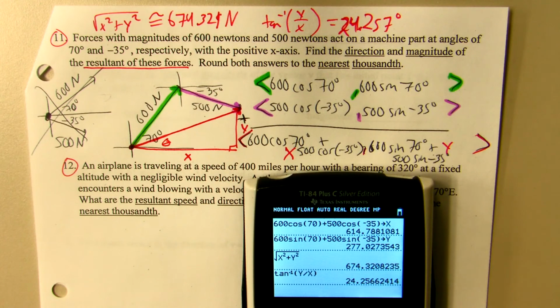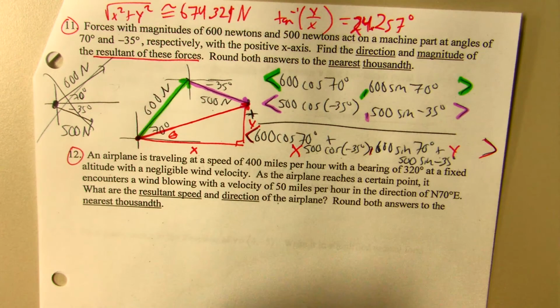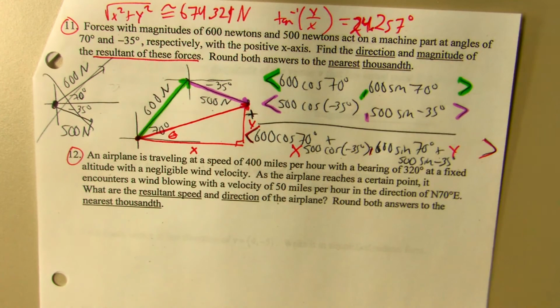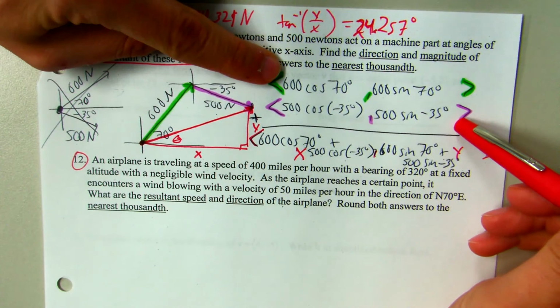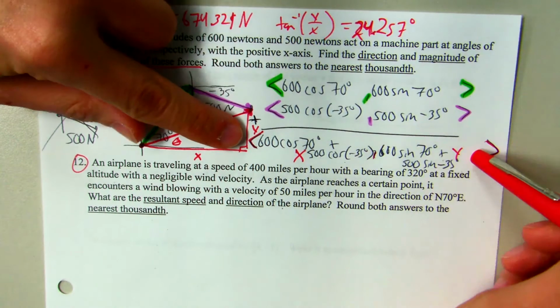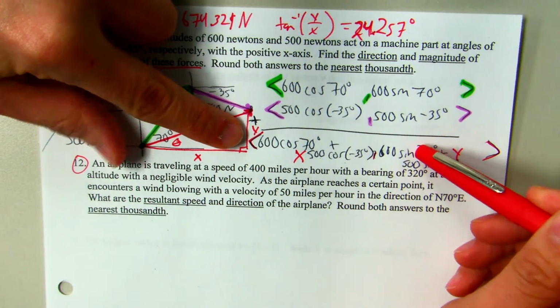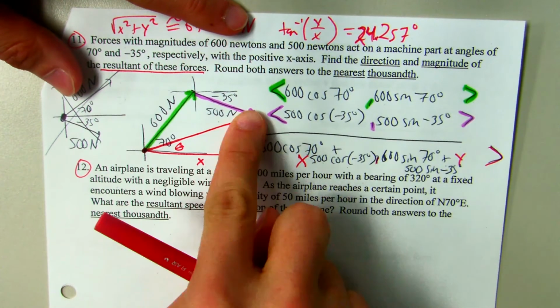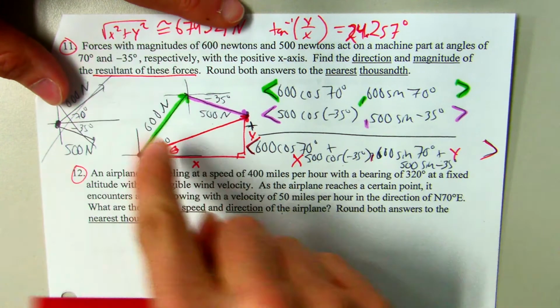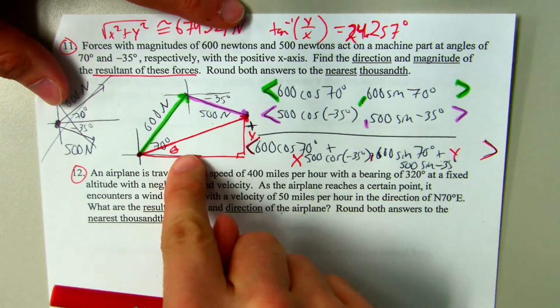Alright, so question 12 compared to question 11, a lot of similarities. We're going to find the component form of all the vectors, and add those up to get the resultant vector's component form. And with the resultant vector's component form, I can do the Pythagorean theorem to get the magnitude and the inverse tangent to find the angle.